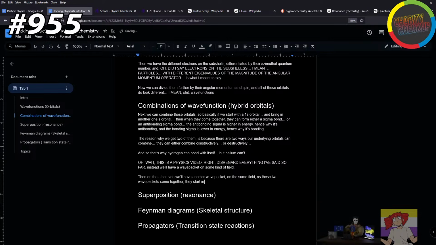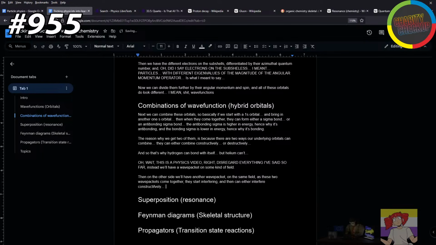They start interfering. And they can either interfere constructively or their phase can be off and they interfere destructively.